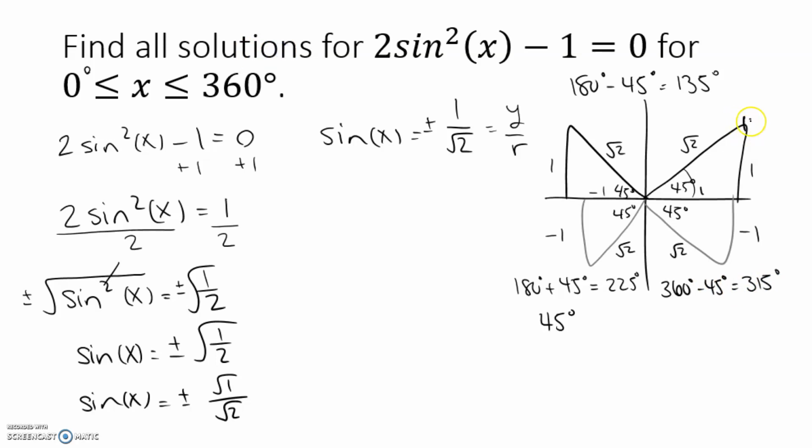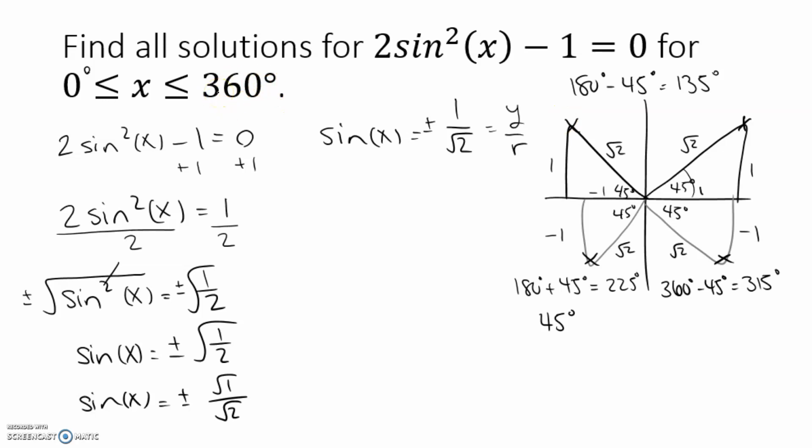Okay, so I have answers here, here, here, and here. But remember, we are working within an interval. So if I take this 45 and I add 360, well, that's going to give me something outside of 360. If I take 135 and add 360, it'll give me something outside of 360. Because it's saying that no angles can go below 0, no angles can go above 360. If I add 360 to any of these angles, it will give me an angle that is beyond 360.